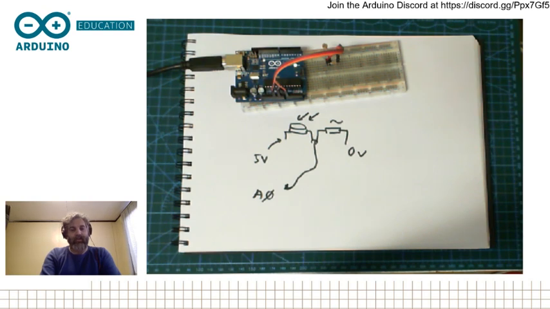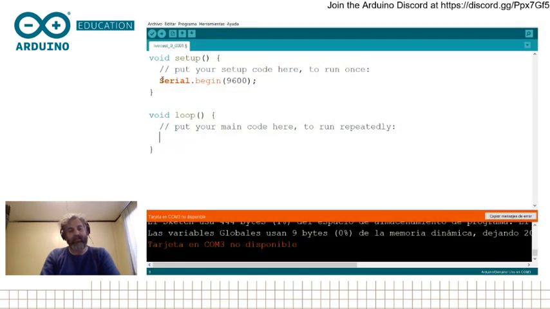I will just start a serial port, Serial.begin 9600, and here I will just read into a variable.